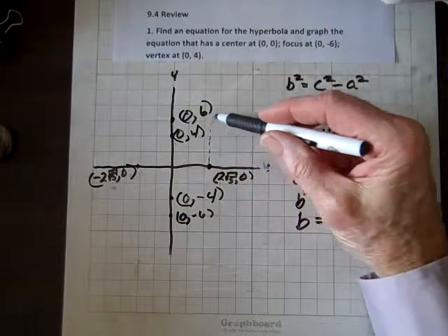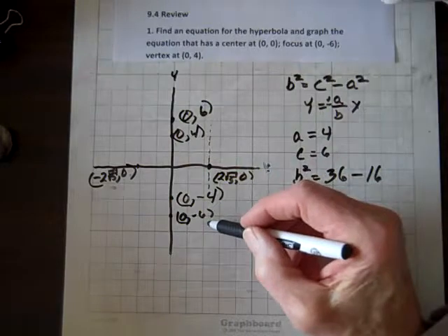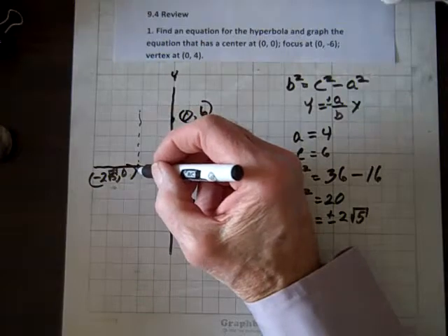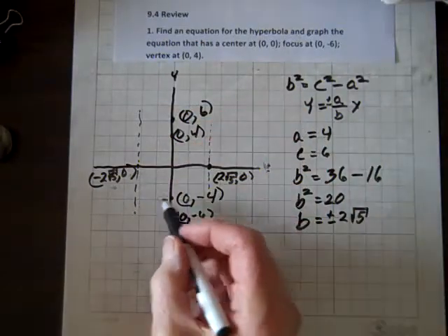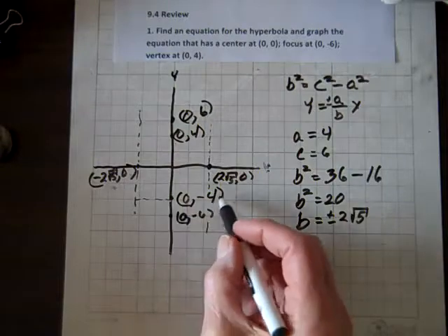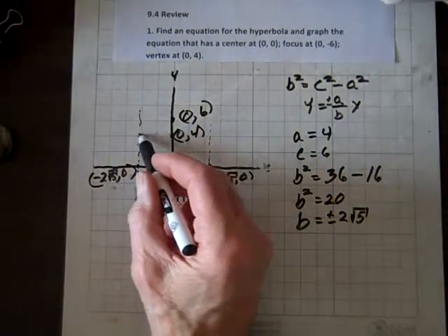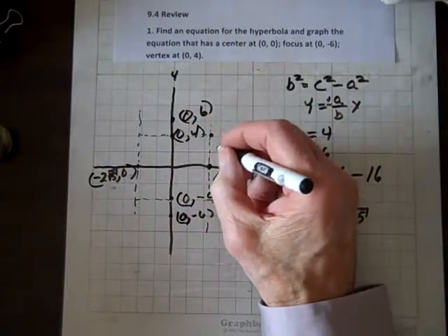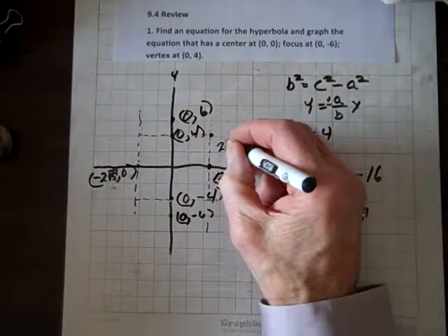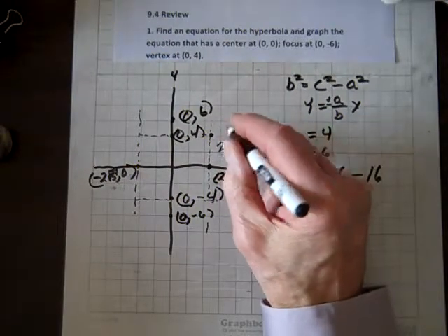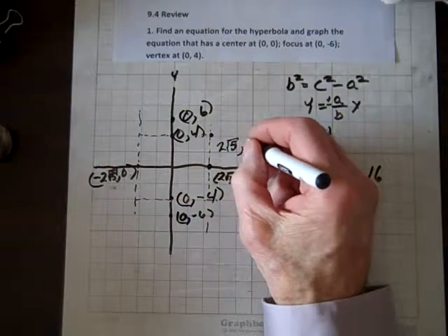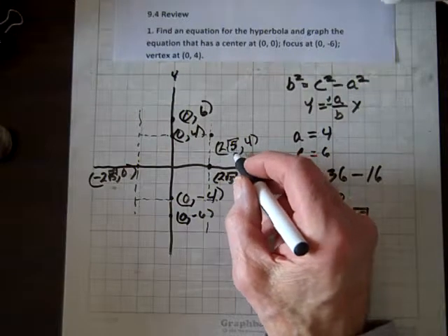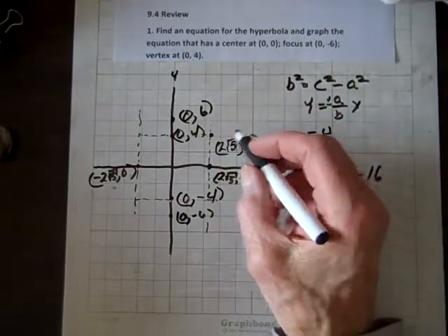You draw a vertical through our values for b, and horizontals through the values for the vertex. And so the coordinates of this point right here, well, it's going to be 2 root 5, 4. So we went 2 root 5 over, which is b, and 4 up.